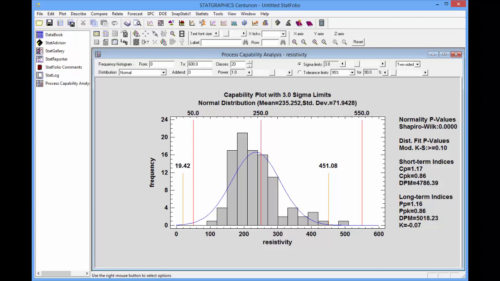In the right margin of the graph, you'll see a number of statistics calculated to summarize our capability. You see a p-value for a Shapiro-Wilk test and a p-value for a Kolmogorov-Smirnov test. I'll talk about those in a few minutes. You also see capability indices, both short-term and long-term capability indices, calculated to summarize how well we're doing with respect to the specification limits.